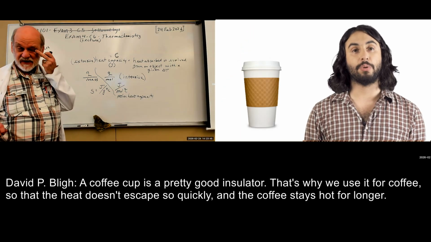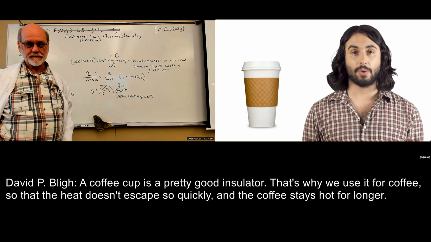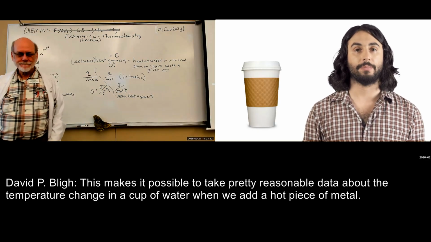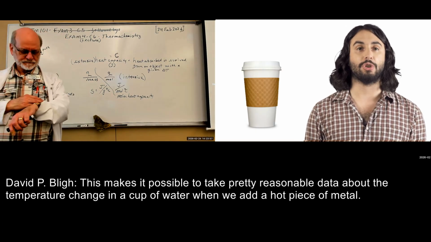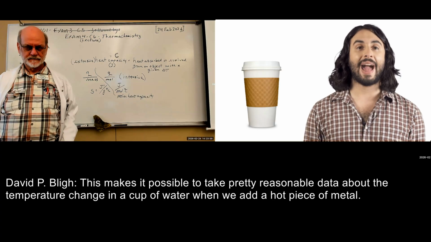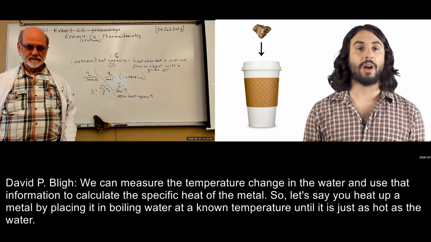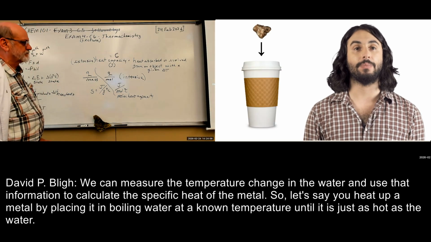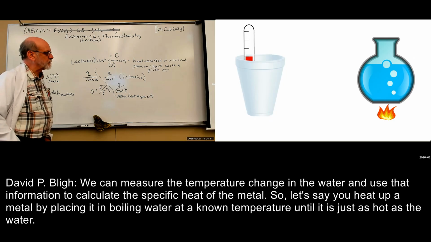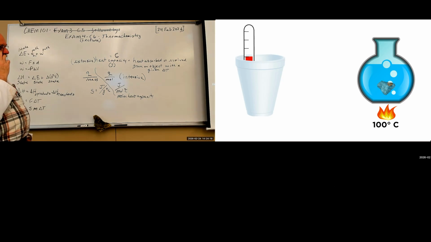A coffee cup is a pretty good insulator. That's why we use it for coffee, so that the heat doesn't escape so quickly and the coffee stays hot for longer. This makes it possible to take pretty reasonable data about the temperature change in a cup of water when we add a hot piece of metal. We can measure the temperature change in the water and use that information to calculate the specific heat of the metal. So, let's say you heat up a metal by placing it in boiling water at a known temperature until it is just as hot as the water.